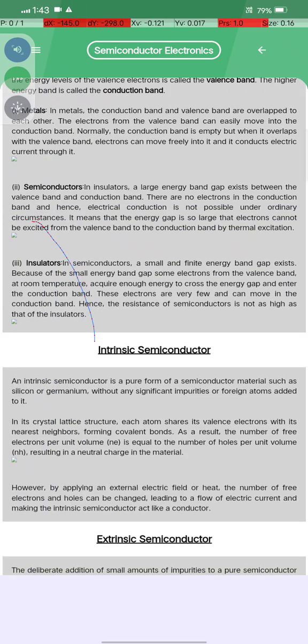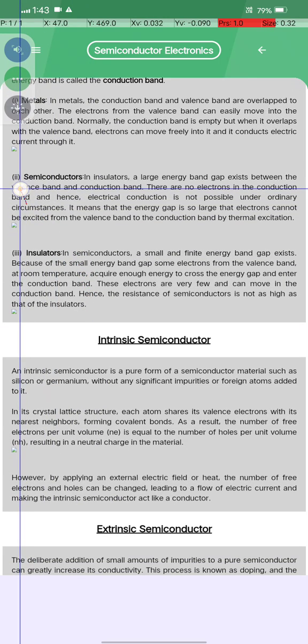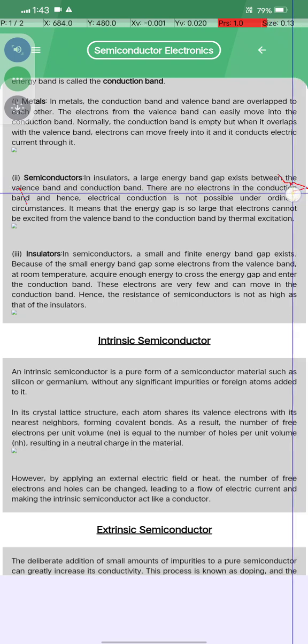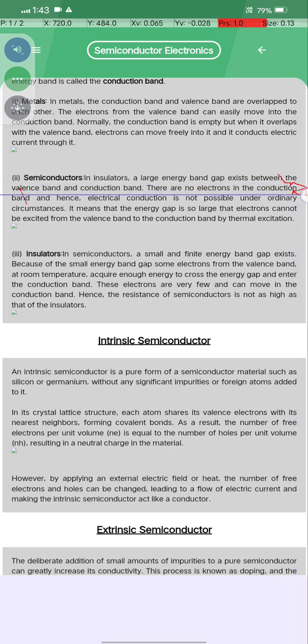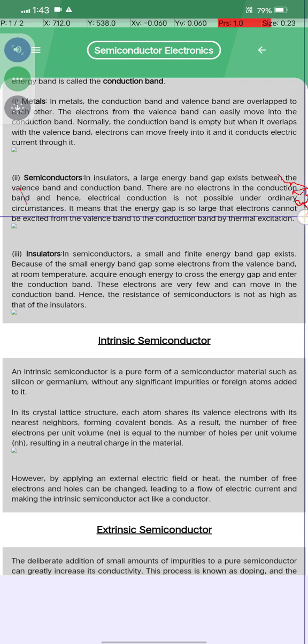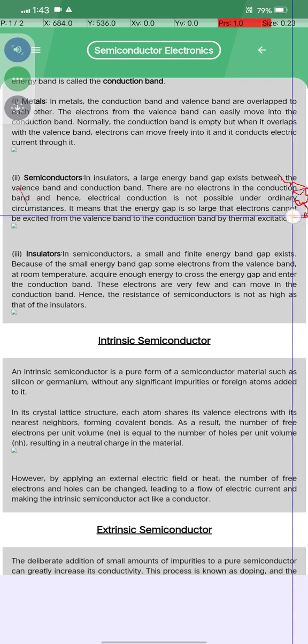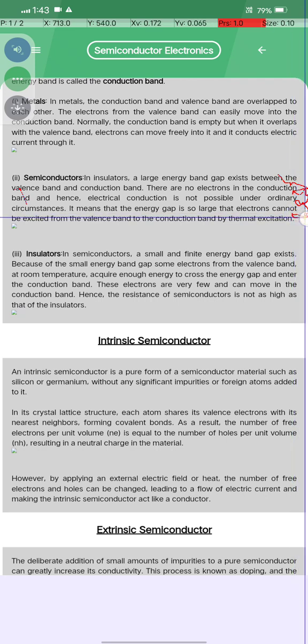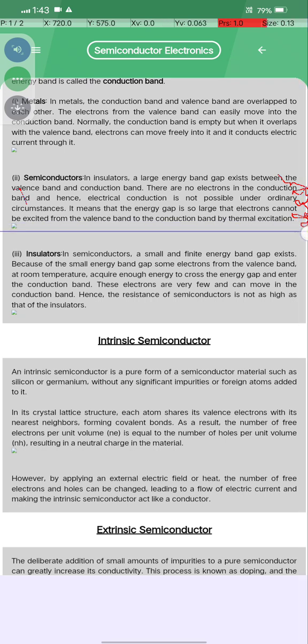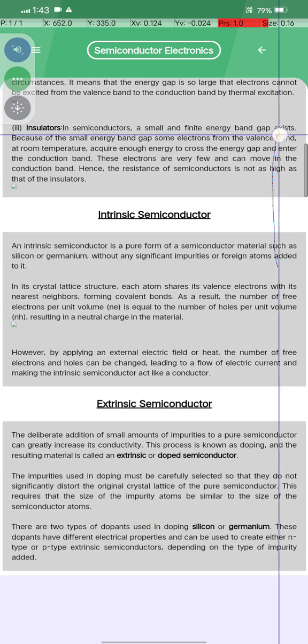उसके बाद क्या है? सेमी कंडक्टर क्या होता है? In an insulator, a large energy gap exists between the valence and the conduction band. There are no electrons in the conduction band and hence electrical conduction is not possible under ordinary circumstances. It means that the energy gap is so large that electrons cannot be excited from the valence band to the conduction band by thermal excitation.